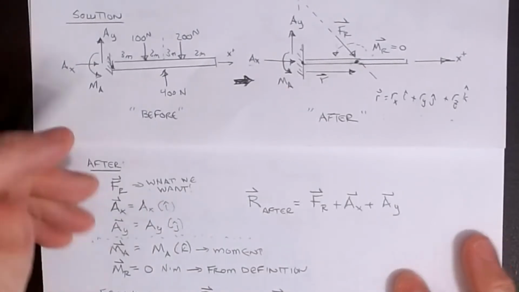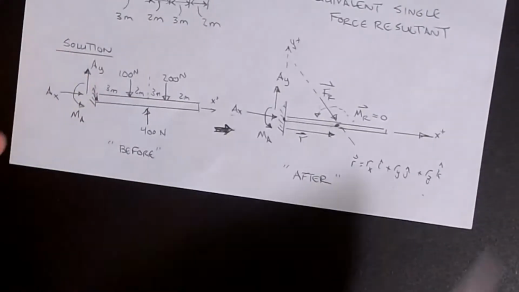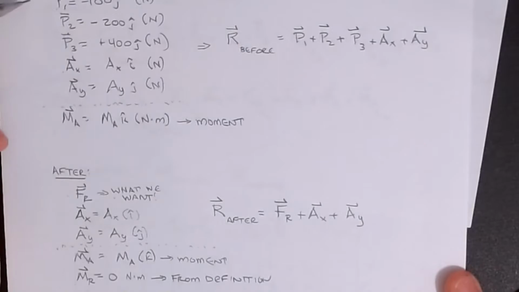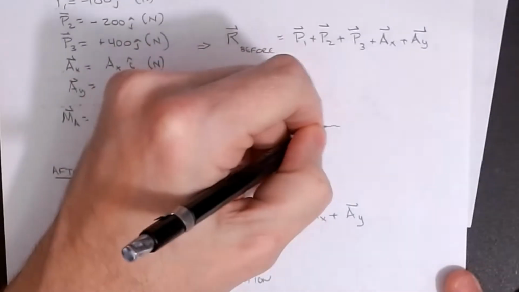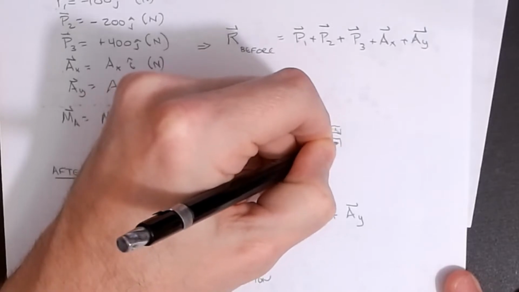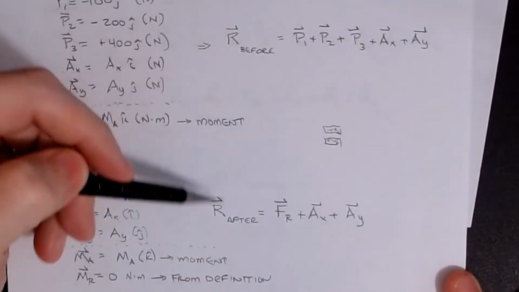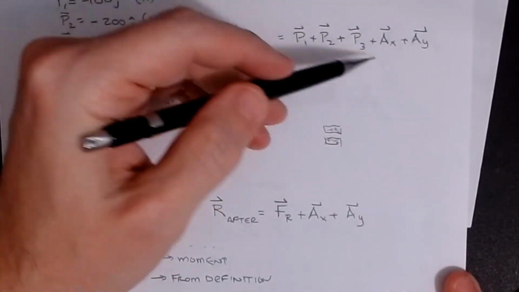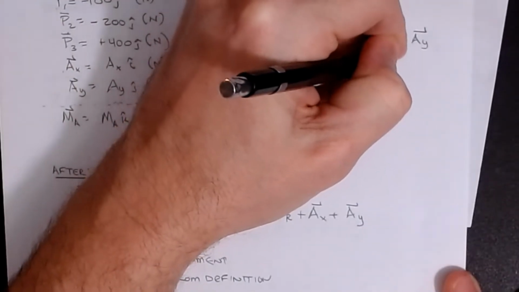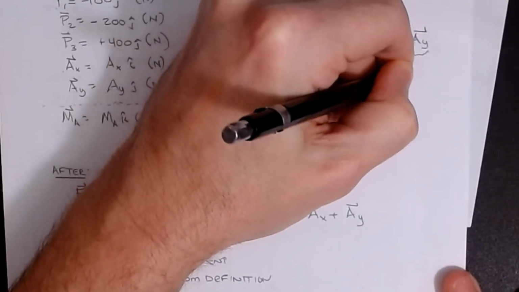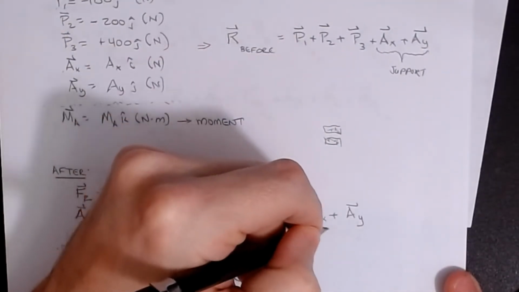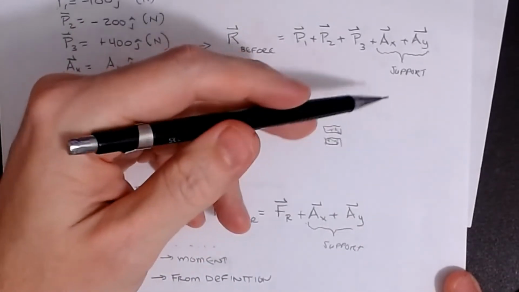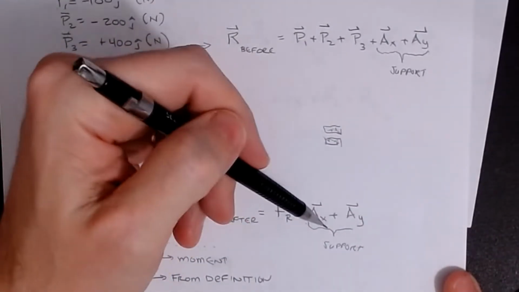Okay, so when I do that, if you look at what happens here, what do you notice? If the before and after are equivalent to each other, there should be a great big equal sign between these two equations. And what happens is if you choose your origin the same, AX and AY were the support reactions. Here are our supports, and they showed up in both equations. So it means that they don't matter. When I do this equals this, these two will cancel those two.